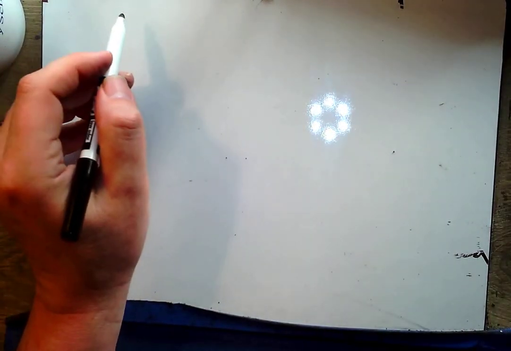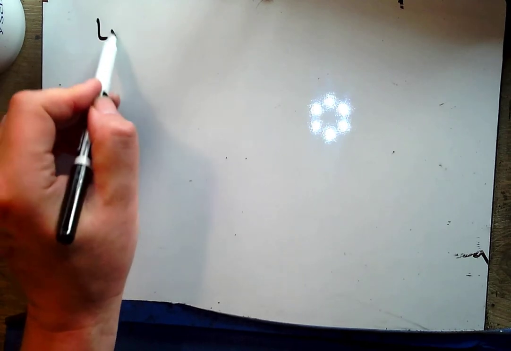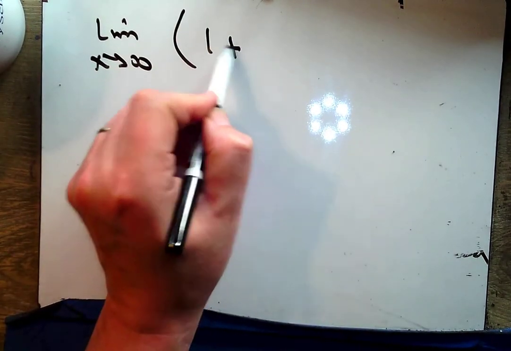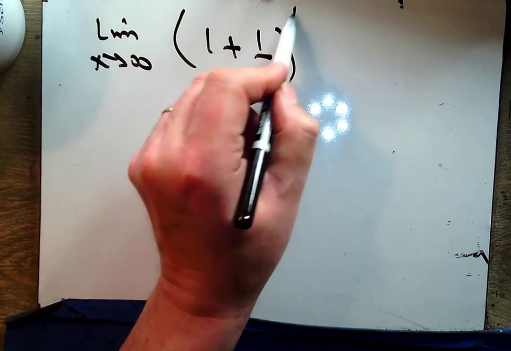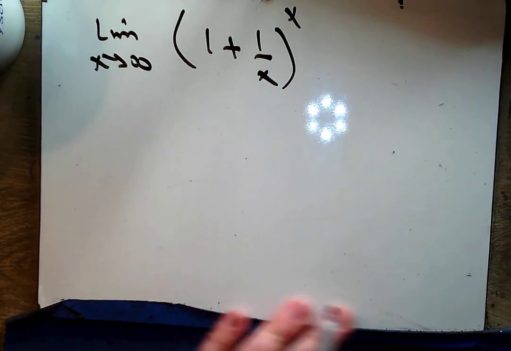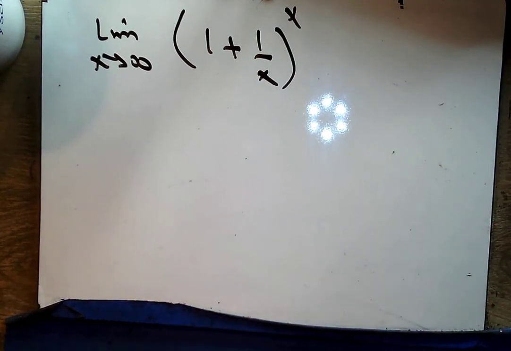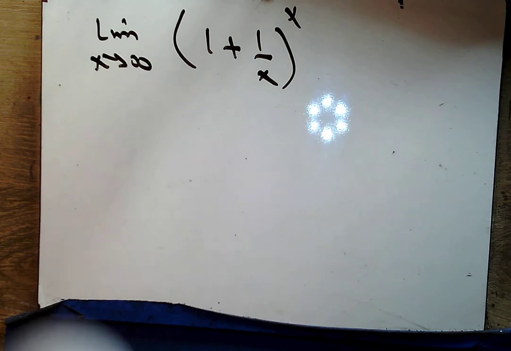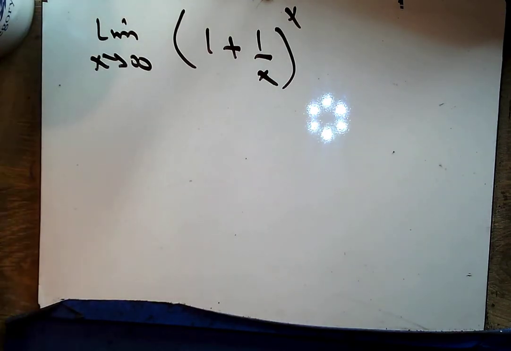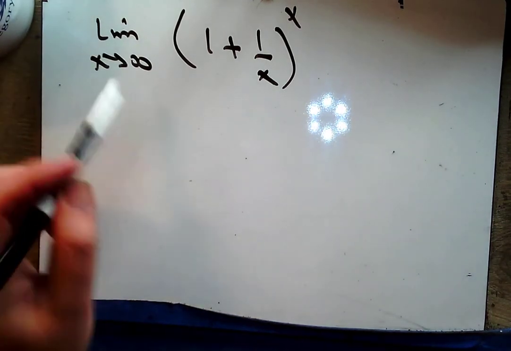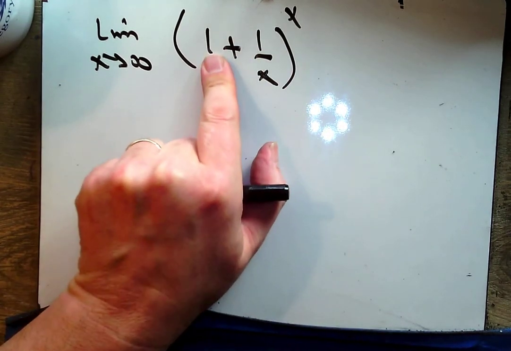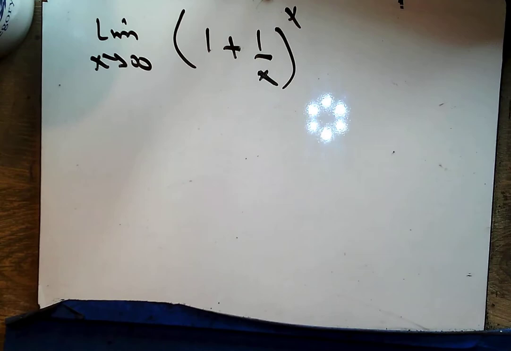Drum roll, please. Here it comes. The limit as x heads to infinity of (1 plus 1 over x) to the x. And you may not recognize this at first, but you may. You may indeed. Okay, so I plug in infinity. 1 over infinity is 0. 0 plus 1 is 1. And I have 1 to the infinity.